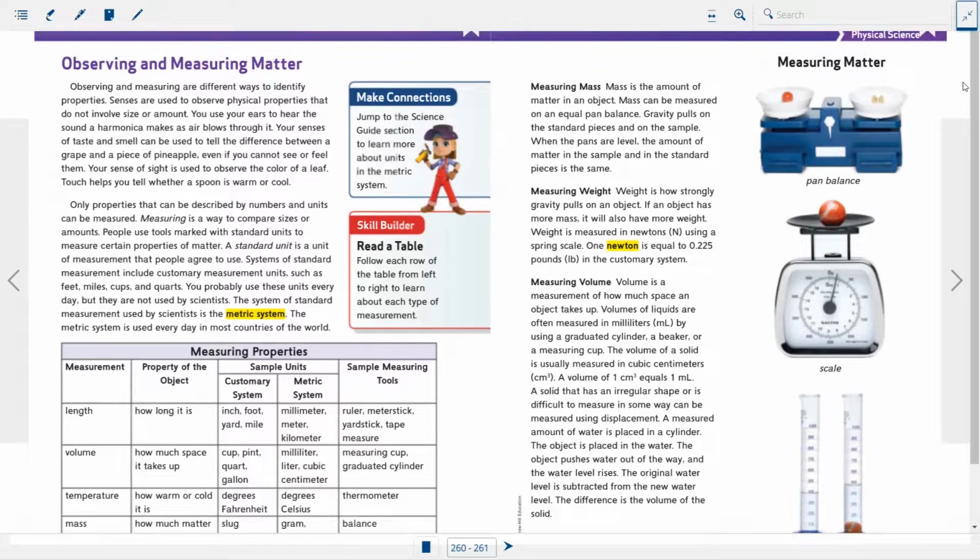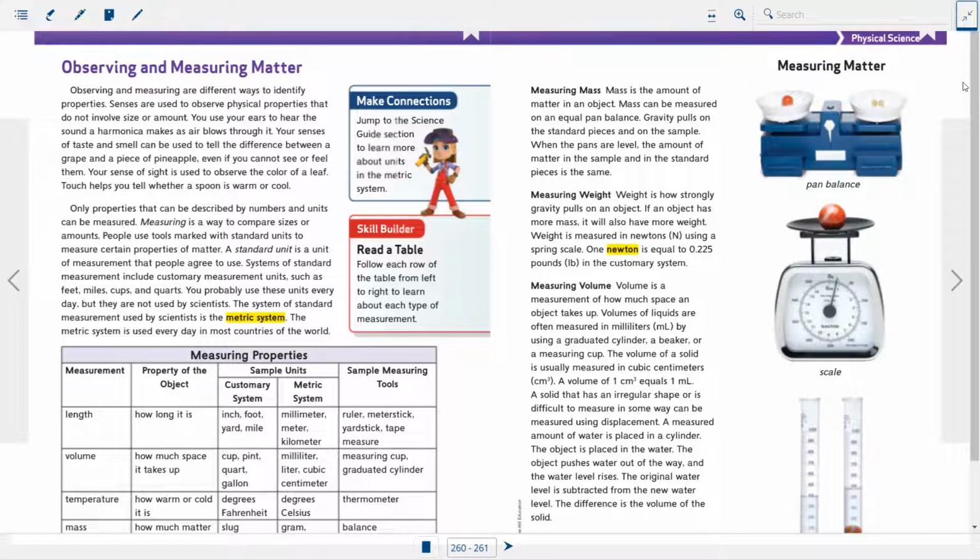All right, measuring mass. Mass is the amount of matter in an object. Mass can be measured on an equal pan balance. Gravity pulls on the standard pieces of the sample and on the sample.